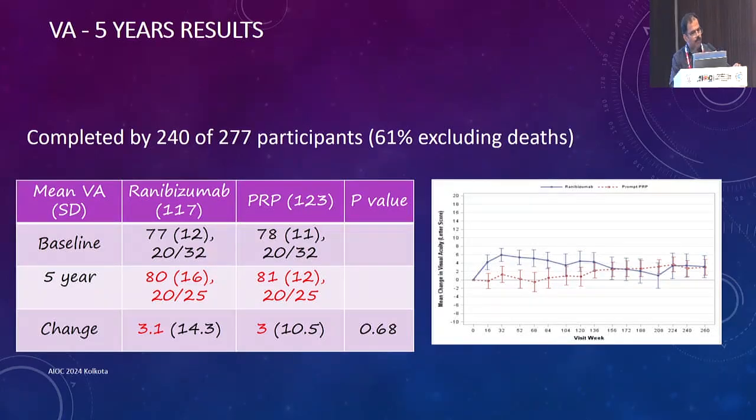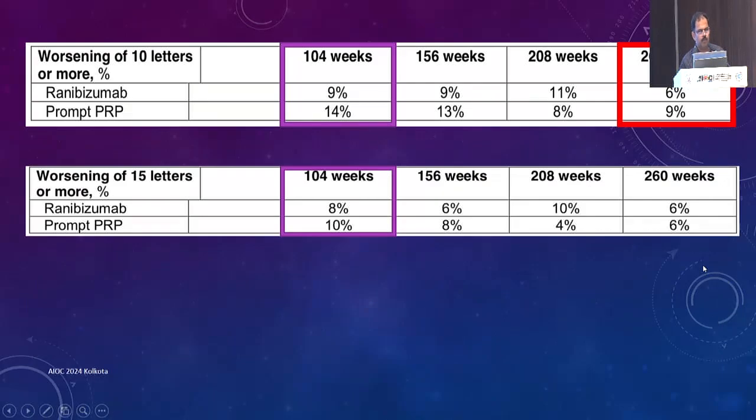So after 5 years, you can see that for ranibizumab there were 117 and PRP 123 eyes, and the change in visual acuity is almost equal. By 5 years, you can see in both the graphs, initially there was an improvement for the anti-VEGF arm, but by 5 years they became almost equal. That is about a 3-letter improvement.